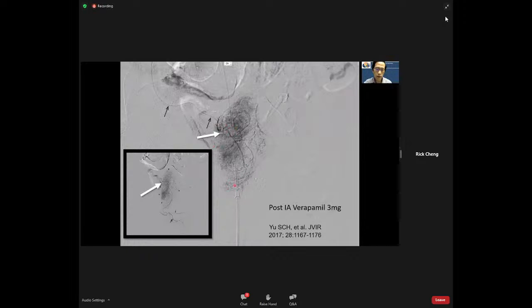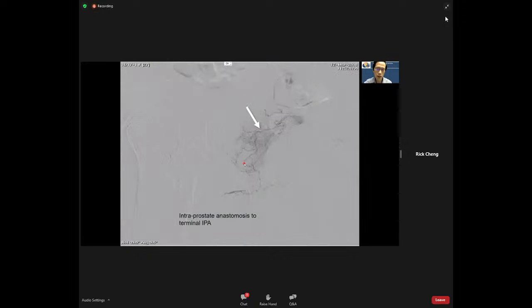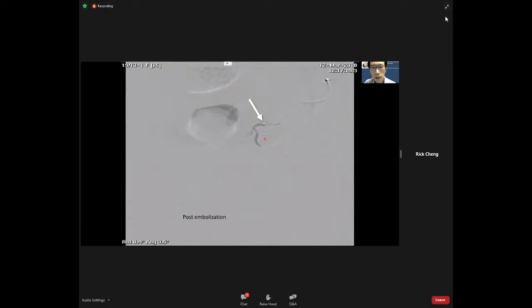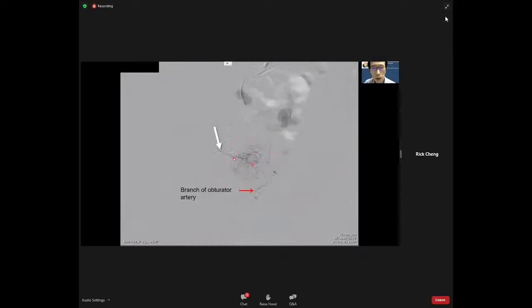We can make use of this time window, which is about 4 to 11 minutes, and we can complete the particle embolization during this time window. A similar case, this is post-embolization.